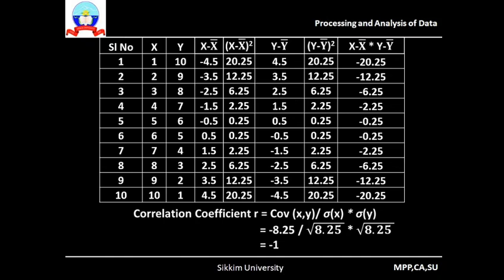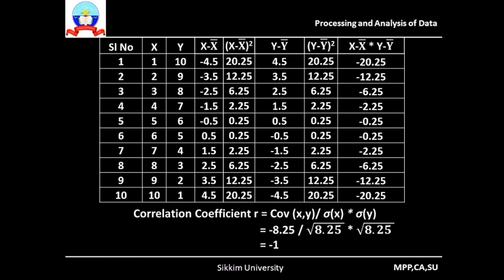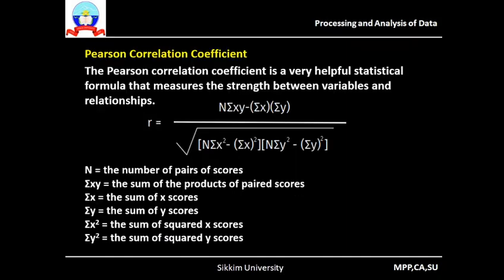Eventually, we have estimated correlation coefficient as covariance of x and y divided by deviation in x into deviation in y, which equals minus 8.25 divided by root of 8.25 into root of 8.25, which will give you minus 1. This implies that there is perfect negative correlation between the two variables x and y. So this is the way correlation is determined.